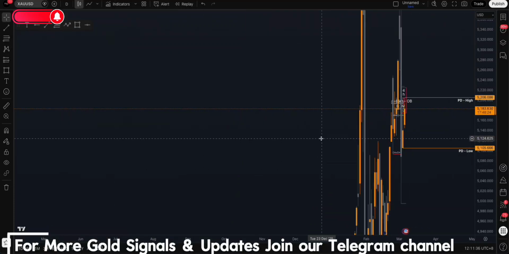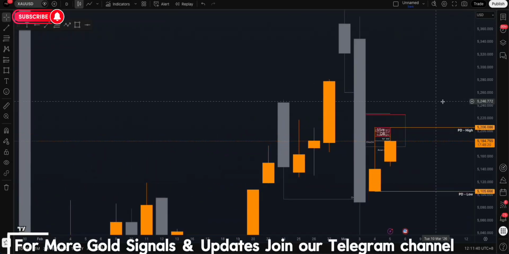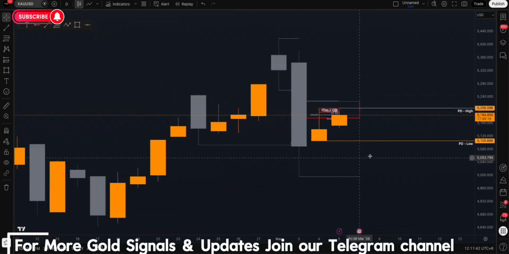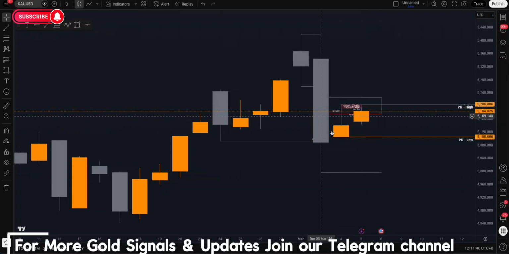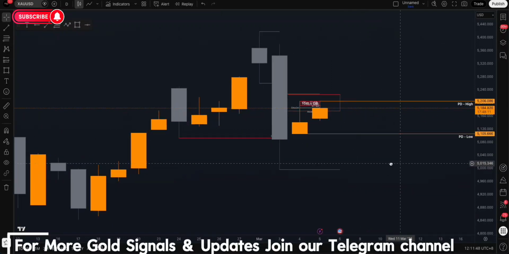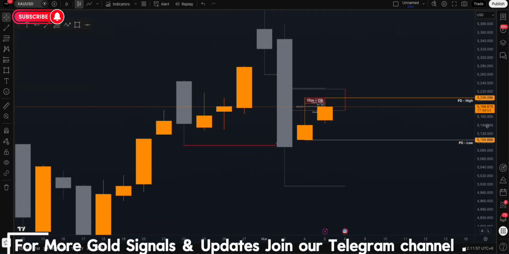So here we are on the daily. This right here is the daily chart. We are now in a period of consolidation, or accumulation, marking out our previous day's high and our previous day's low.